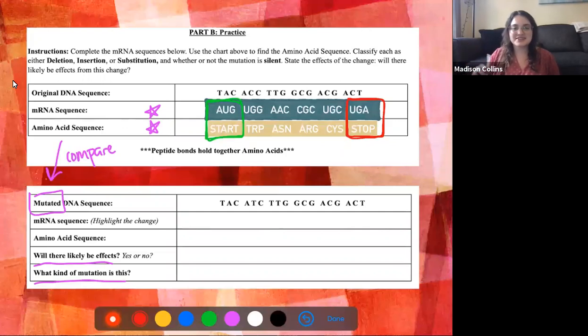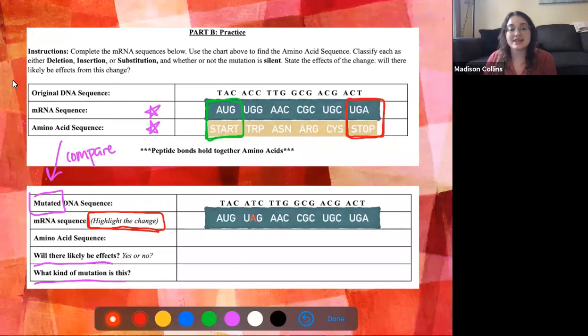But now let's look at our first mutated sequence. So right now, same thing, pause this video, write down that mRNA sequence, and then highlight the change that you see. All right, so you should have gotten that mRNA sequence is AUG, UAG, AAC, CGC, UGC, and UGA. And I've highlighted the change in red on your screen. So the second base in the second codon has actually been changed.